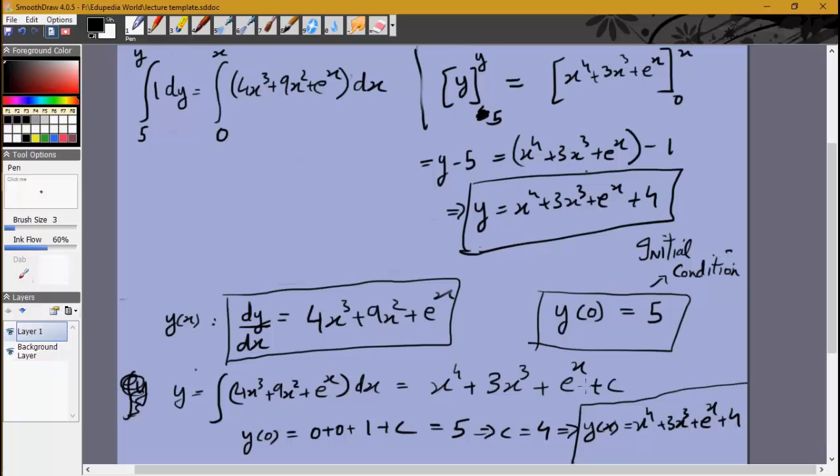So we can either get the answer in terms of an arbitrary constant and then use the initial condition, or we can put the initial condition directly in the limits of the integration, and we won't need to bother with the constant of integration. There was no arbitrary constant in this step, right?